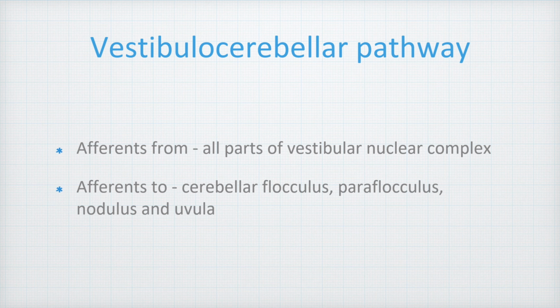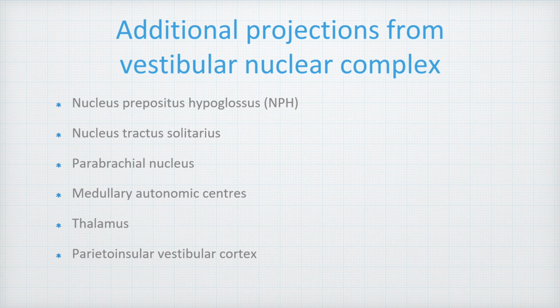Additionally, there are other projections from the vestibular nuclear complex. You just need to know the names. Details are not required. If you know the names, it's good. So the names are on the slide. I'll just read them out. Nucleus prepositus hypoglossi. This is an important part of the brain which plays a role in the velocity storage mechanism, which is a detail we don't need to get into here. Then we have nucleus tractus solitarius, parabrachial nucleus, medullary autonomic centers for maintaining autonomic functions, which we talked about in the second slide, I believe, thalamus, and the parieto-insular vestibular cortex. Just knowing the names is enough.